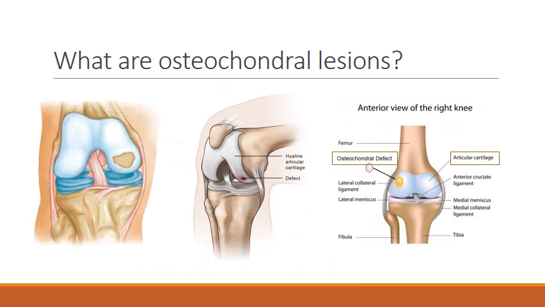These are pictures of not so healthy joints. An osteochondral lesion occurs where that protective cartilage becomes separated from the bone. This can cause pain in the joint and get in the way of normal joint motion.